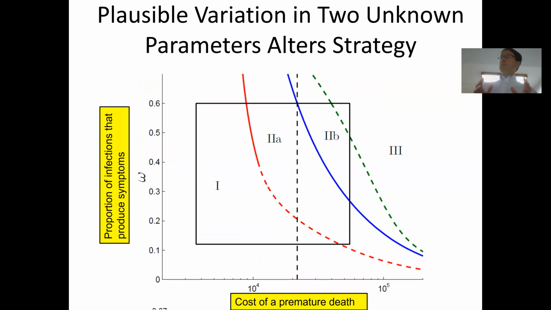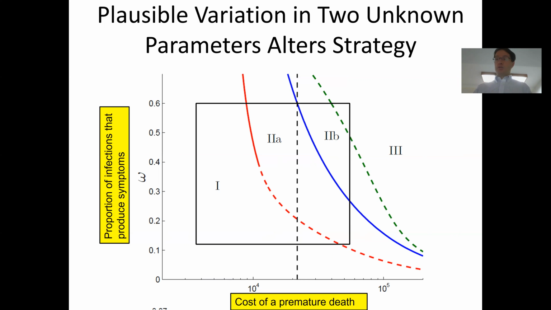And probably for me, the most fascinating result in the whole paper is captured in this slide here. It's a little tricky, but let me walk you through it. This is a plot in 2-dimensional parameter space. The horizontal axis, again, is the cost of a death, and we're varying that from the cost of a COVID death being 10 times GDP per capita, that's the left vertical bar, over to 150 times GDP per capita. The vertical axis, this omega, is what proportion of those who are infected show symptoms.